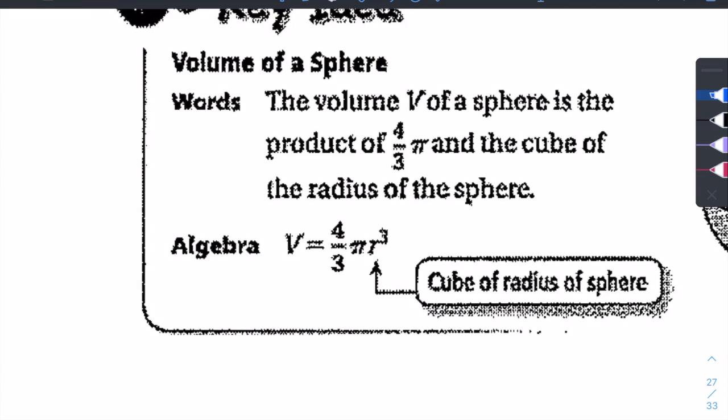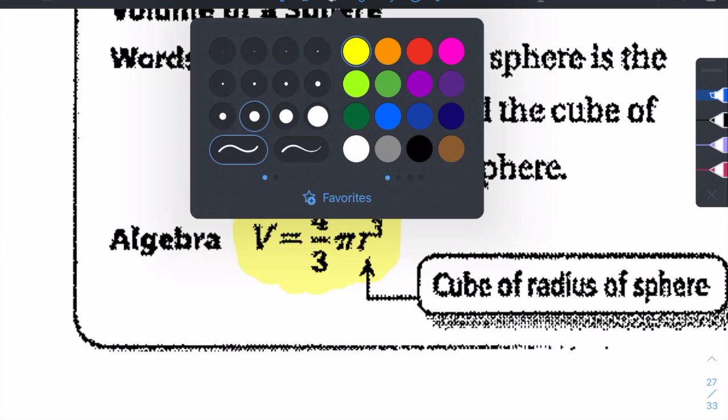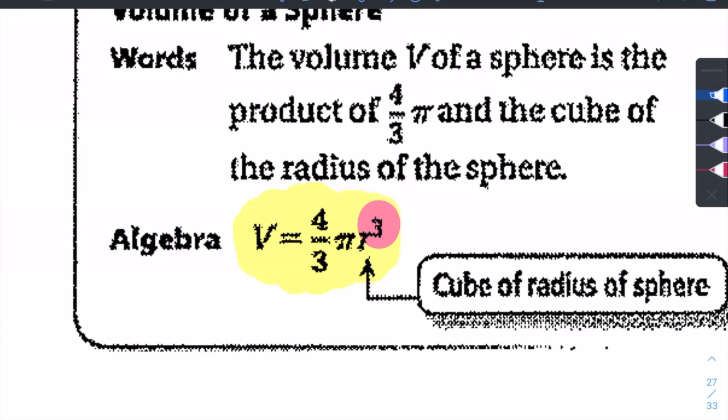Our formula for this section is volume equals 4/3 times pi times radius cubed. Now, it's really important to make sure you know that this one is radius cubed instead of squared. I know we're so used to seeing pi r squared. If you do that, it's not going to work with this one.